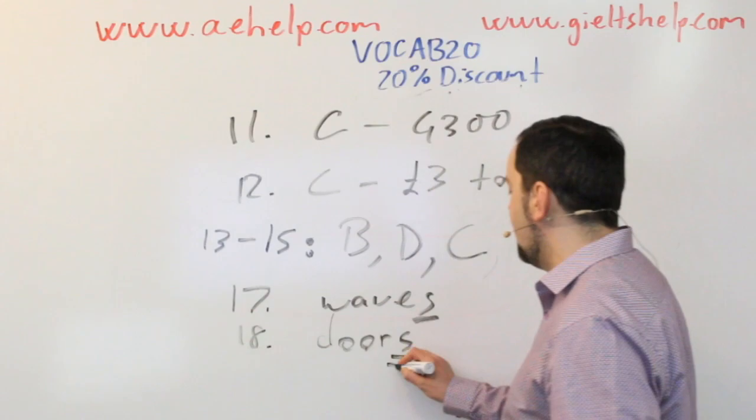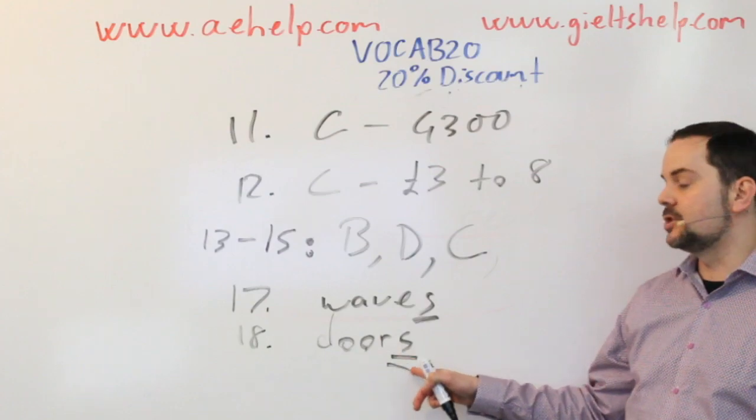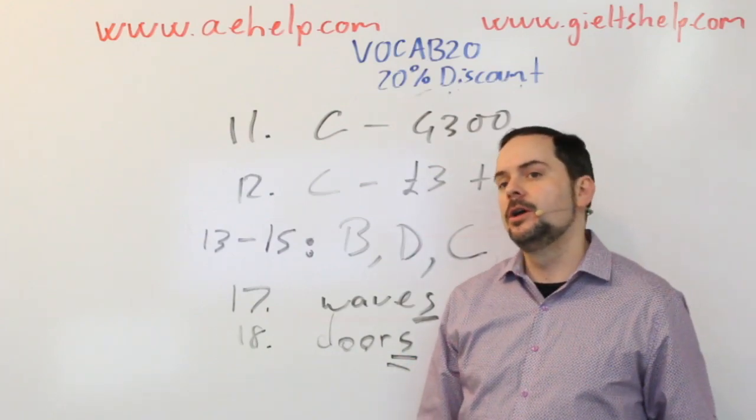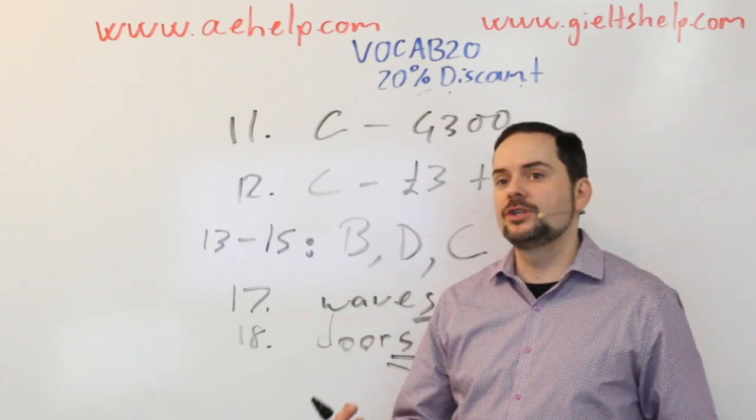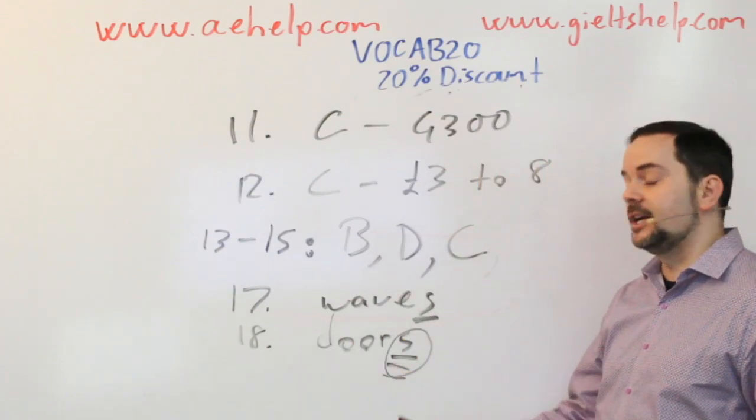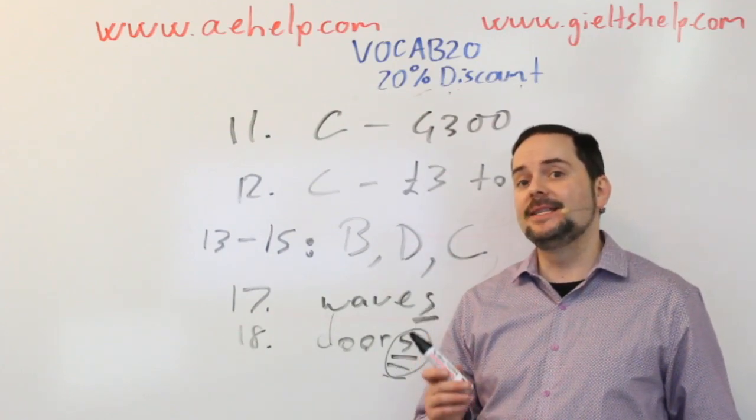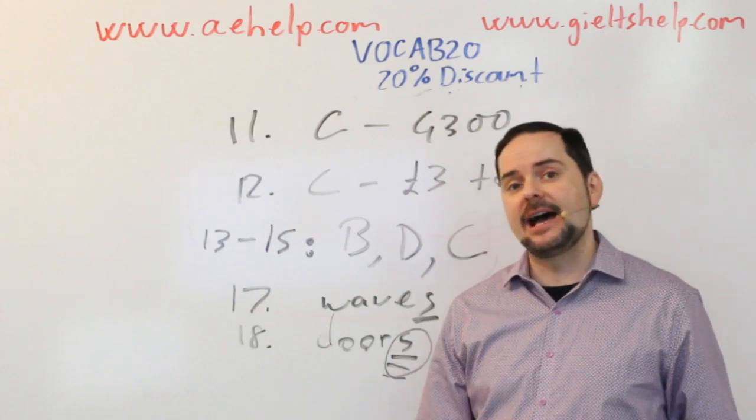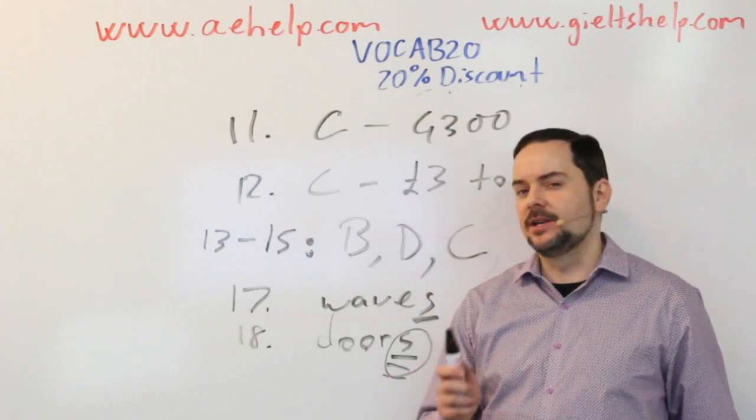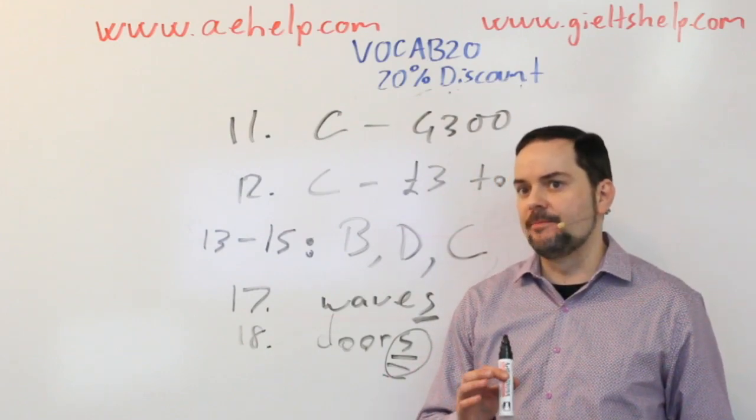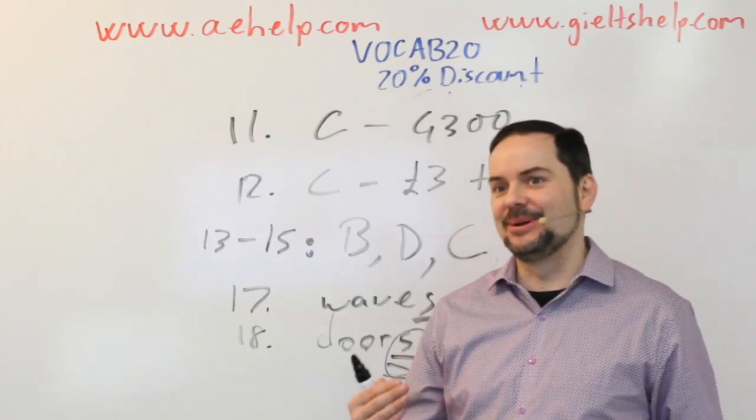Again, you need the S. If you don't have the S on doors, you will get it wrong because there's more than one door. There are doors, so you need the plural. Pay attention to plurals when you're doing the listening. If it needs the S, it's a plural, you have to have it. If you don't write the plural, you will get it wrong, okay? Is everybody clear on that? So plurals are important. Can somebody let me know if you're clear on the plurals?